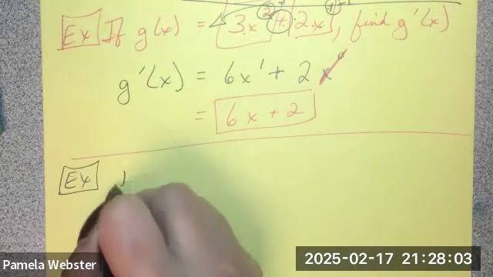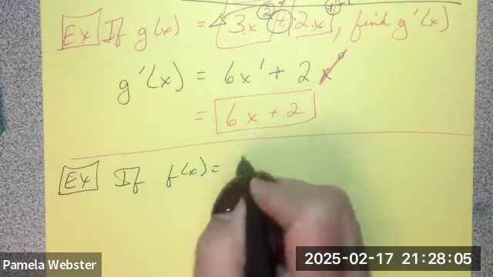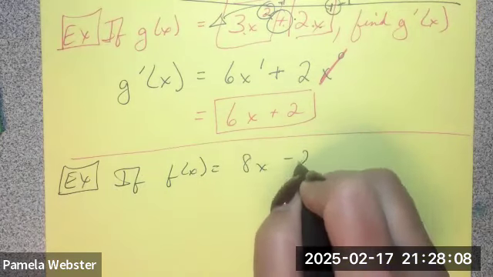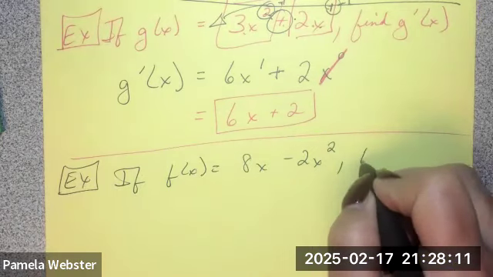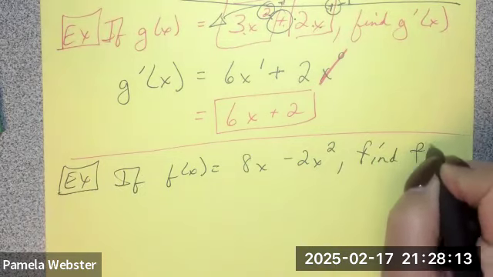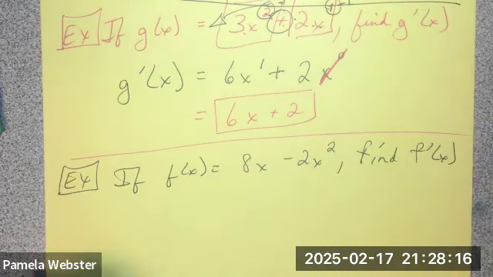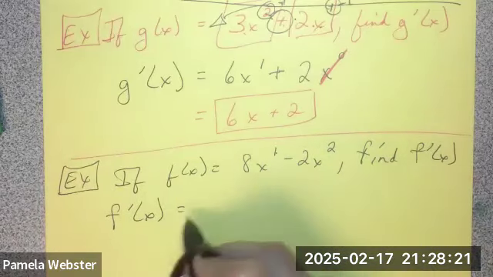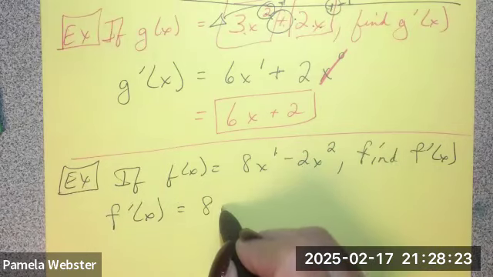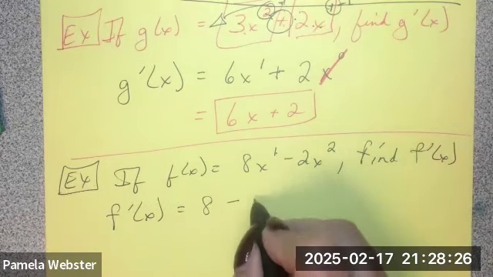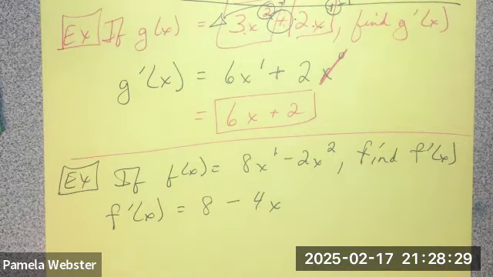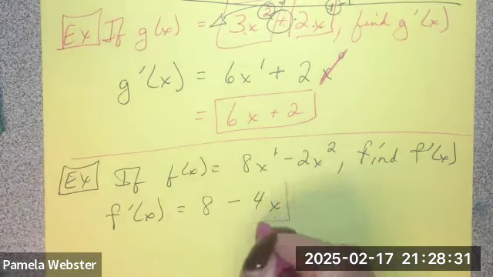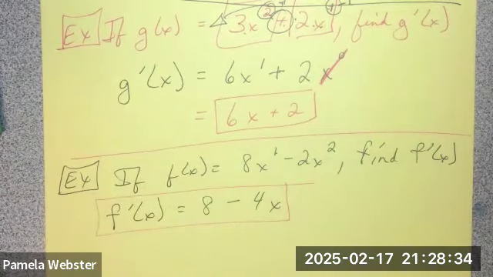So you can try it. If f of x equals 8x minus 2x squared, find f prime of x. And hopefully you very quickly can say, well, multiply that down. 8x to the 0, that's a 1, minus 4x to the first. I don't have to write that guy, right? So that makes it easy for me to come up with. Okay, do another one of those.